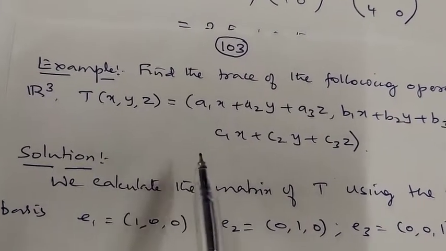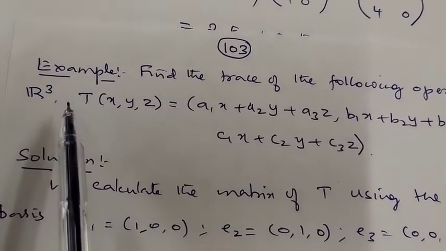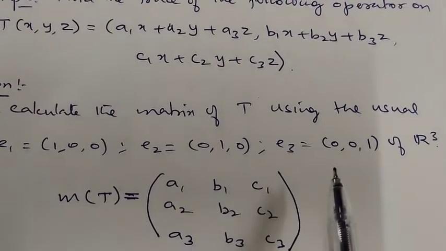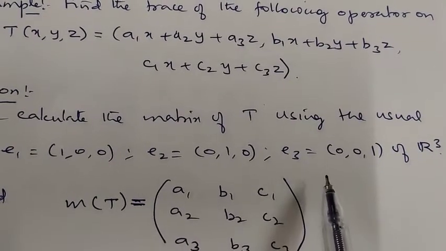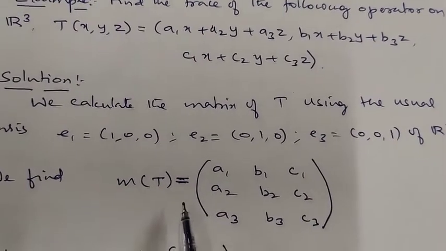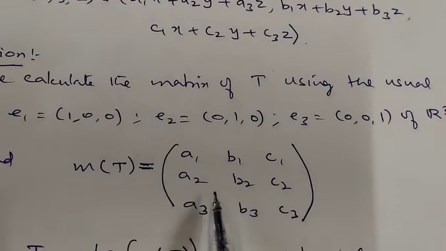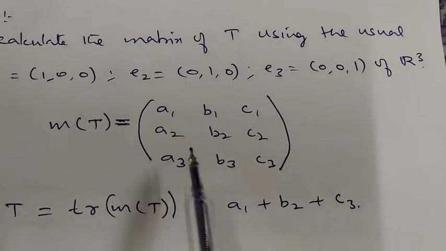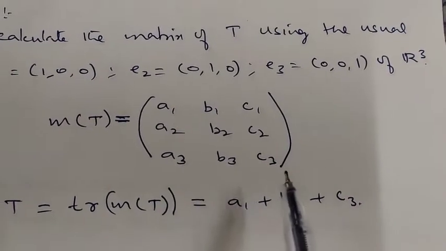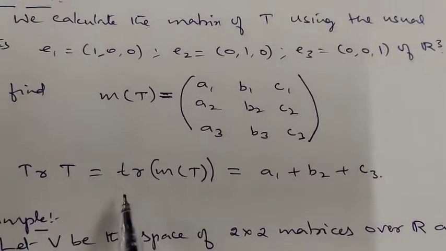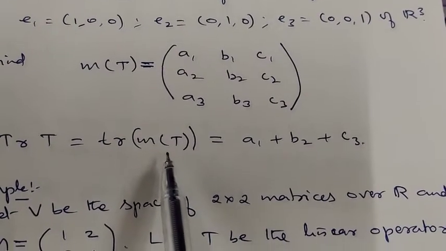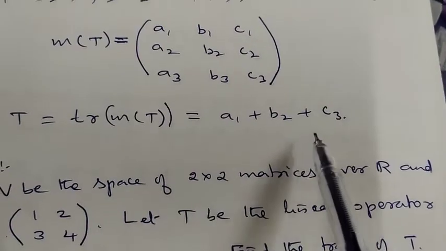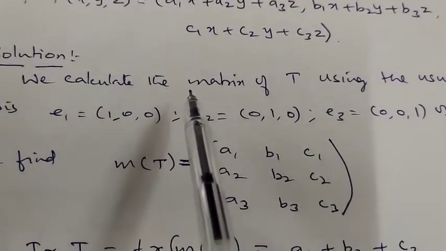Let us calculate the trace of T using the standard basis. The standard basis of R3 is (1, 0, 0), (0, 1, 0), (0, 0, 1), which I call E1, E2, E3. We can find that the matrix of the given transformation is m of T, with columns a1 b1 c1, a2 b2 c2, a3 b3 c3. Therefore the trace of T is the sum of the elements on the main diagonal, which is a1 plus b2 plus c3. This is the trace of the given transformation.